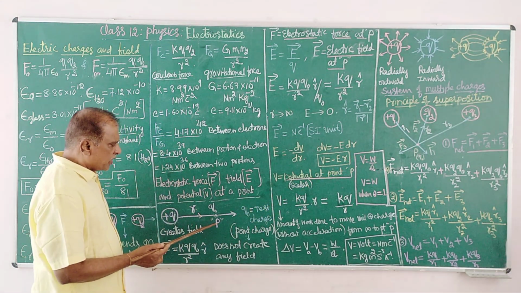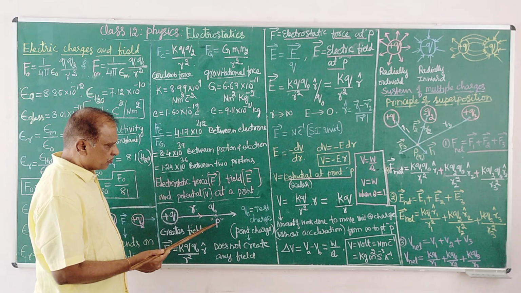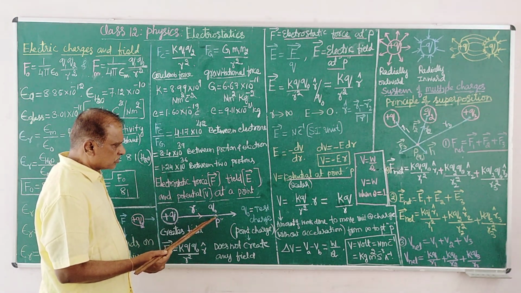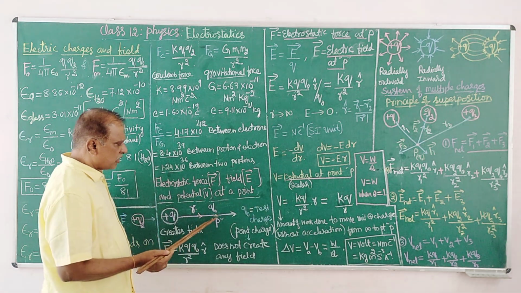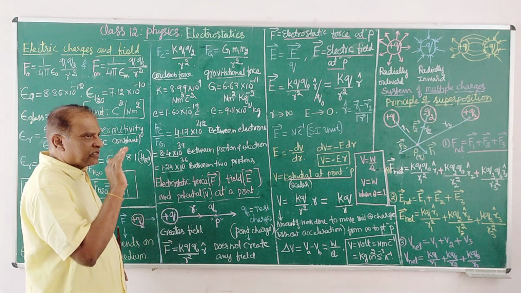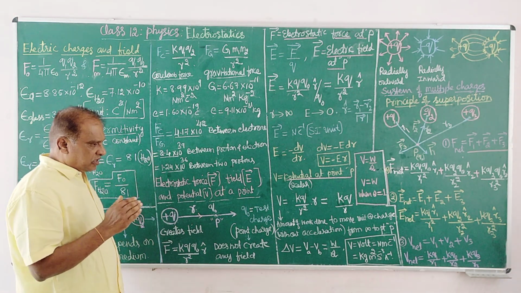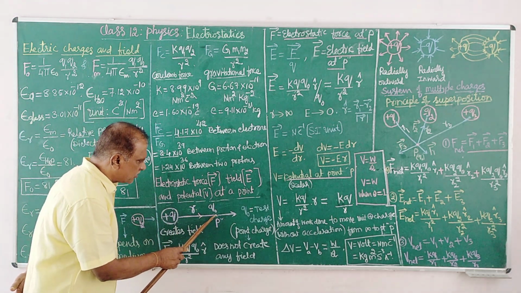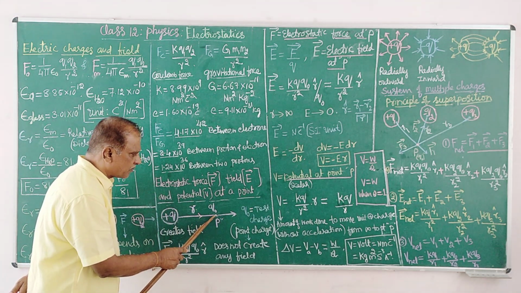The point is a point charge or unit charge. The amount of work done to bring the point charge from infinity to this point is called electric potential. The amount of work done on that charge is completely converted into the potential energy of this point charge.